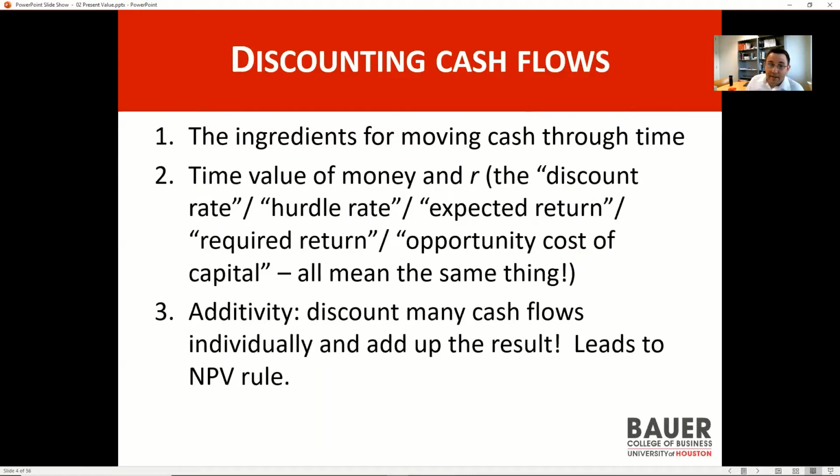And then we'll talk about additivity. So if you can calculate a present value for one cash flow, you can do it for 10 cash flows and add it up. And that's obviously going to be very important for us.